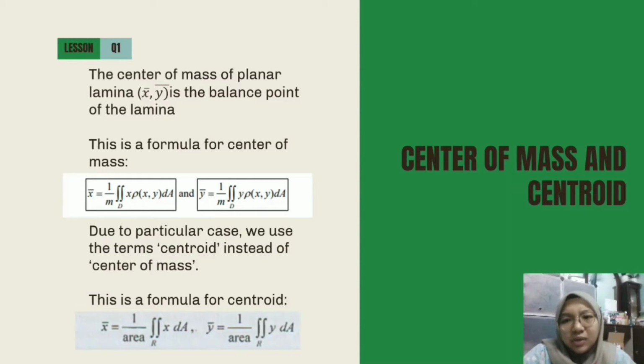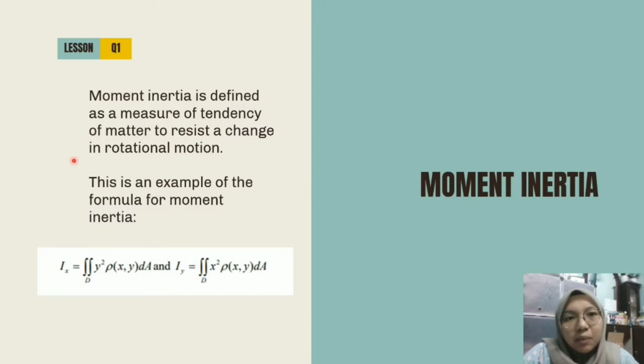After that is about center of mass and centroid. The center of mass of planar lamina xy is the balance point of the lamina. This is the formula for center of mass. In a particular case, we use the term centroid instead of center of mass. This is the formula for centroid. Next, moment of inertia. Moment of inertia is defined as a measure of the tendency of matter to resist a change in rotational motion. This is an example of the formula for moment of inertia.